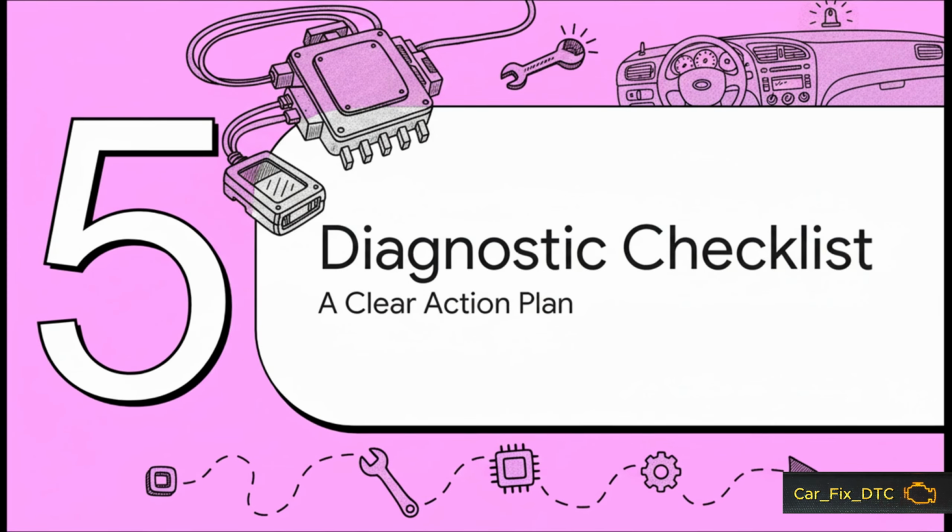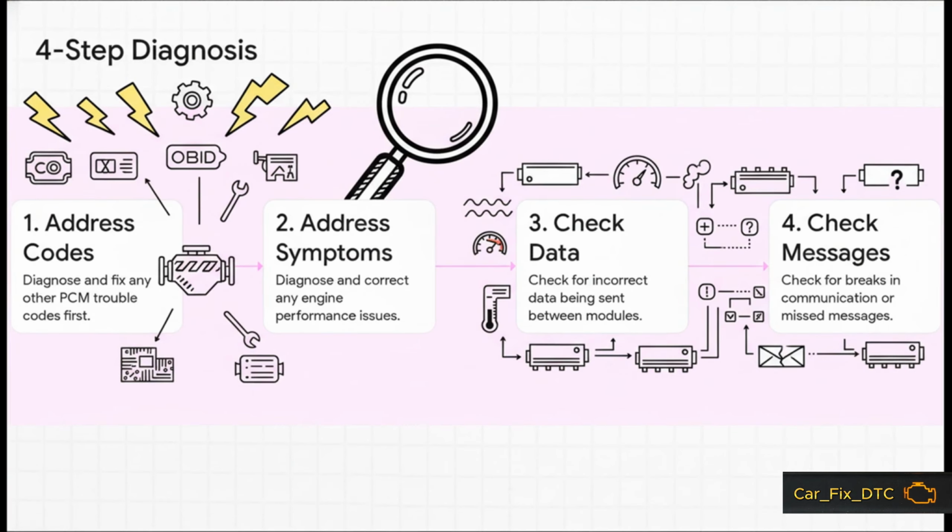Okay, so let's tie all this together into a straightforward, actionable game plan. This is your roadmap to figuring out what's really going on. Here it is, your key takeaway. Follow these 4 steps, and you have to do them in this exact order. It's critical. Step 1, handle any other codes you find. Step 2, fix any real-world performance problems.